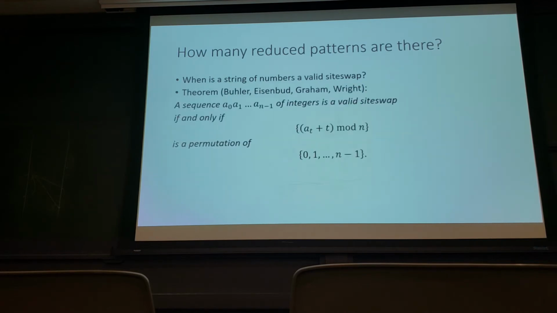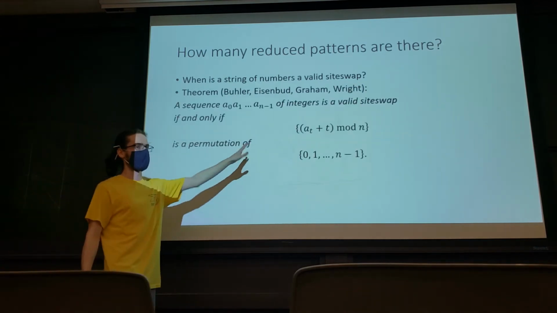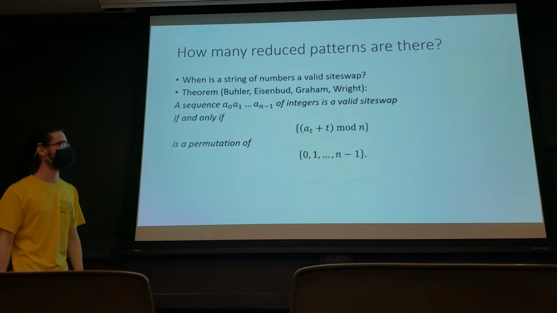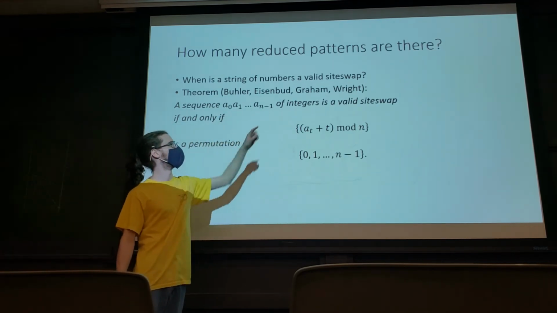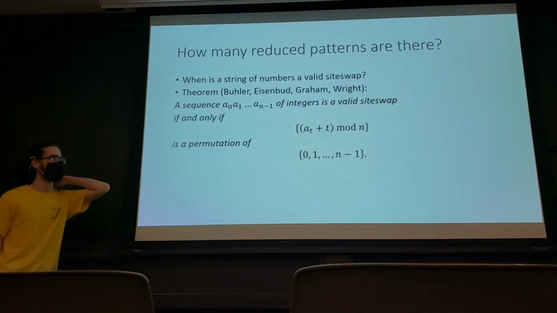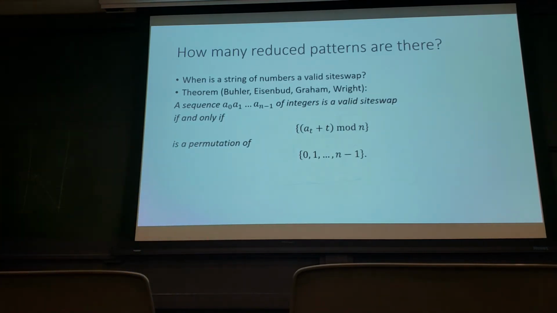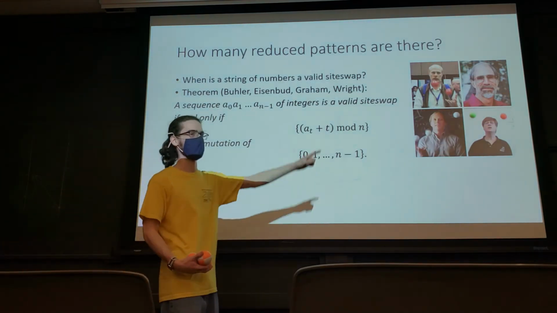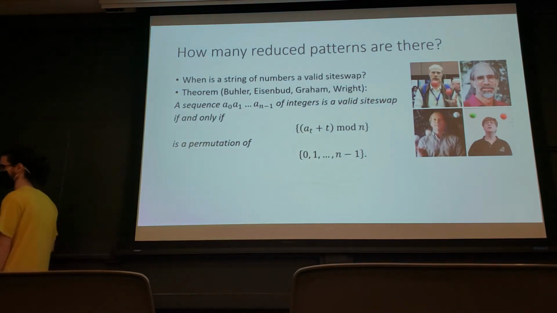So here's the full characterization. This was discovered by Buhler, Eisenbud, Graham, and Wrightson. This is David Eisenbud, Ron Graham, and Colin White, relatively well-known mathematicians, I think. I managed to find pictures of 3 of them juggling. I couldn't find a picture of Eisenbud juggling, unfortunately.